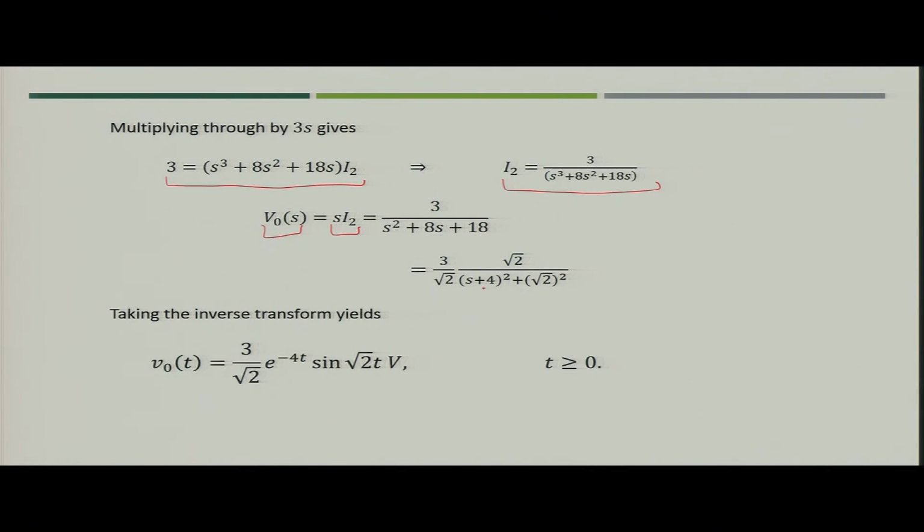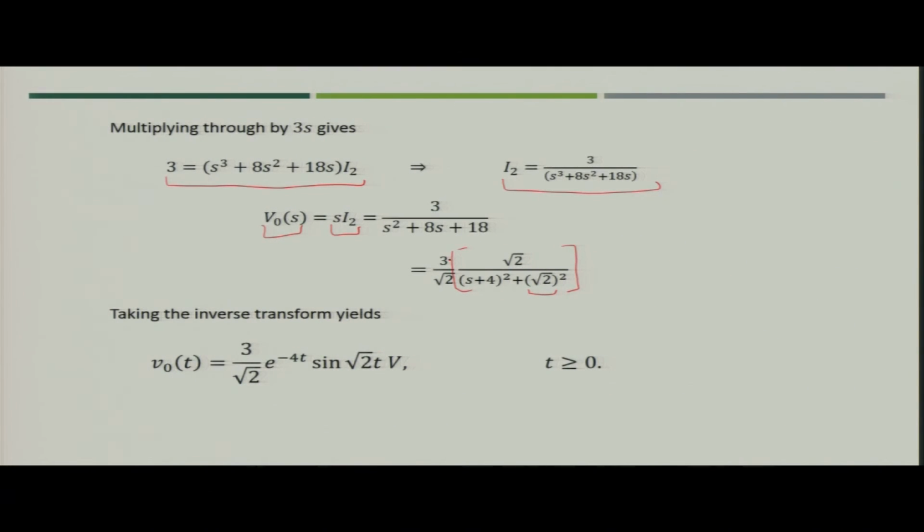So, it will become (S plus 4) square plus, since you will have S square plus 8S plus 16 for (S plus 4) square, you will be left with the term 2. So, you can say it as root 2 square. Now, in the numerator you can multiply by root 2, and in the denominator you can have root 2. So, if you see this particular component, what can you see?